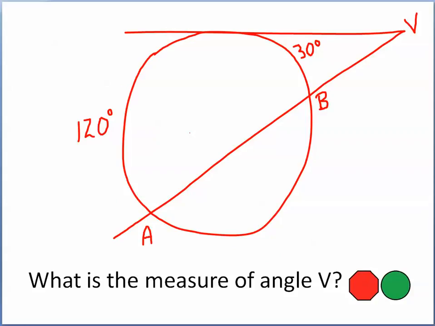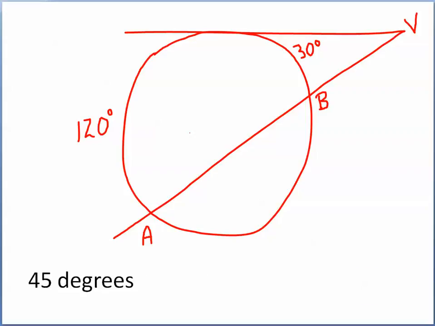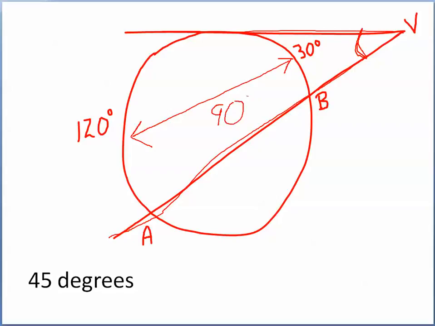All right, click on the stop sign, see if you can solve for the measure of angle V. Well, it turns out that the measure of angle V is 45 degrees. How did we get that? Well, when you have, in this case, a tangent line and a secant line that come together on the outside of the circle, this angle right here, angle V, is going to be half the difference between these two. So if I take 120 and I subtract 30 from that, I'm given 90 degrees. That's the difference between the two, and I take half of that, and that's my angle V. So angle V is 45 degrees.